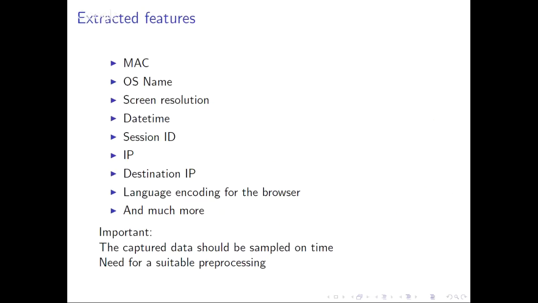Okay, so extracted features. For example, it's a MAC address of the machine, operating system name, screen resolution, IP address, destination IP, and much more. The important thing is that the data should be sampled on time, because it's an analysis of time series. It was proven that any algorithm of traffic identification should process time series.